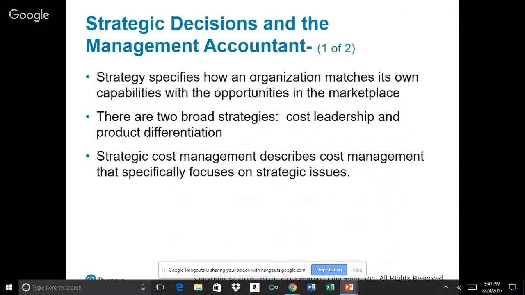Strategic decisions in management accounting. Strategy specifies how an organization matches its own capabilities with the opportunities in the marketplace. There are two broad strategies: cost leadership and product differentiation. And strategic cost management describes cost management that specifically focuses on strategic issues.